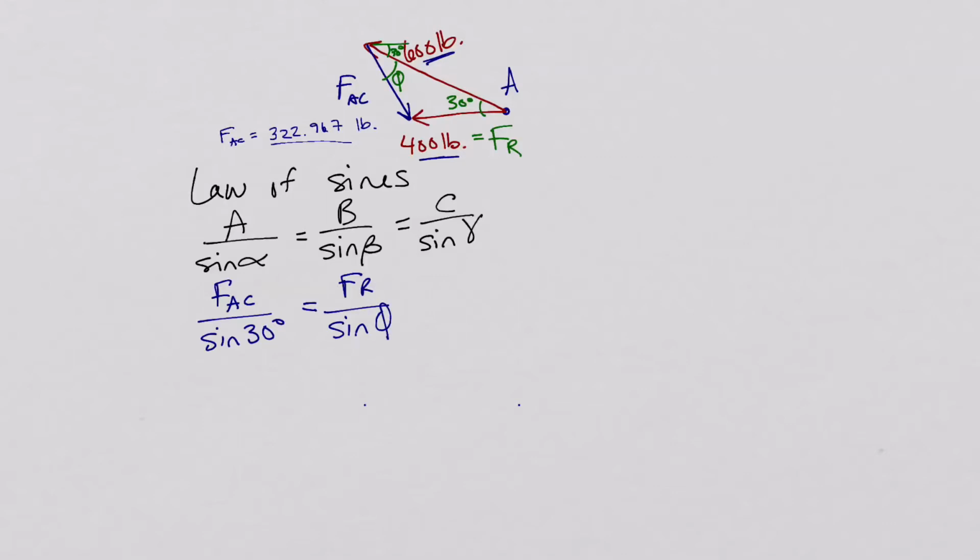We know FAC is 322.967 pounds divided by sine of 30 equals, and FR is 400 pounds divided by sine of phi. So now I'm just going to pause it and do the calculation in my calculator.